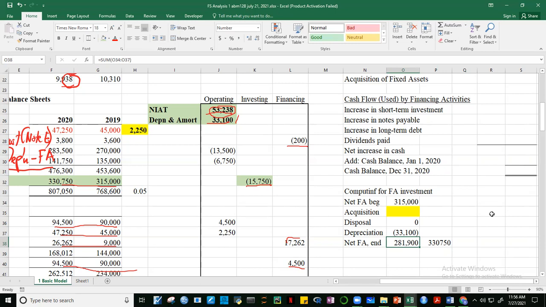Sir, what's the question po? The question is, how much is the acquisition? Kasi kailangan natin malaman to kasi yun ang ilalagay natin dito, no?